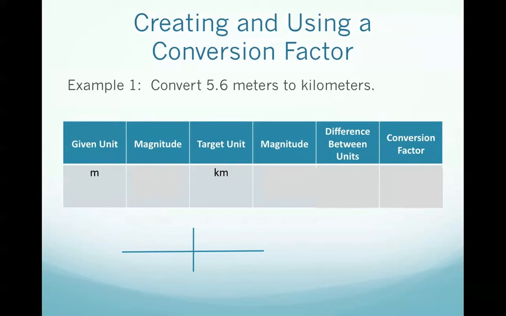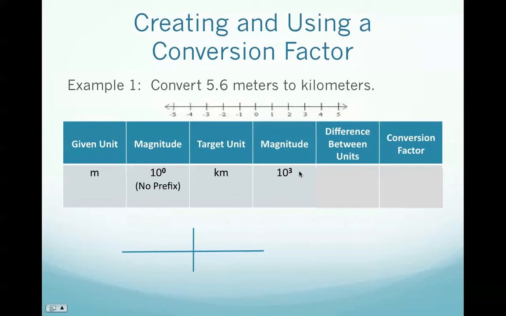Alright, so let's see if we can actually put that information into some examples. And really it's the examples that will drill in how to complete this method. So we're going to convert 5.6 meters to kilometers. We're first going to determine the conversion factor. We look at our given unit and our target unit. Our given unit has no prefix, so the magnitude is 10 to the 0. Kilometers have the prefix kilo, which has a magnitude of 10 to the 3rd. The difference between those units is the difference in the exponents.